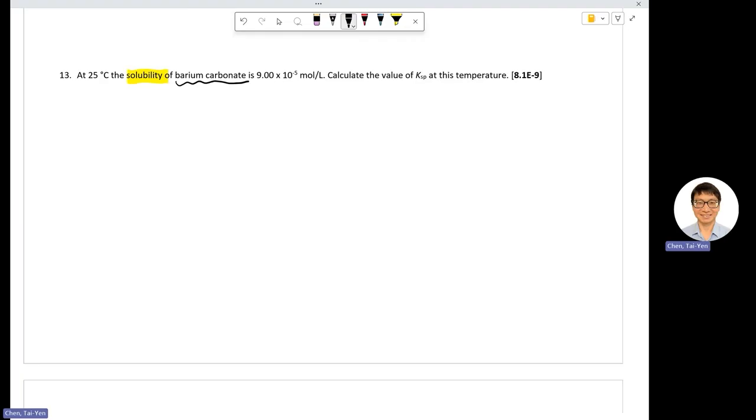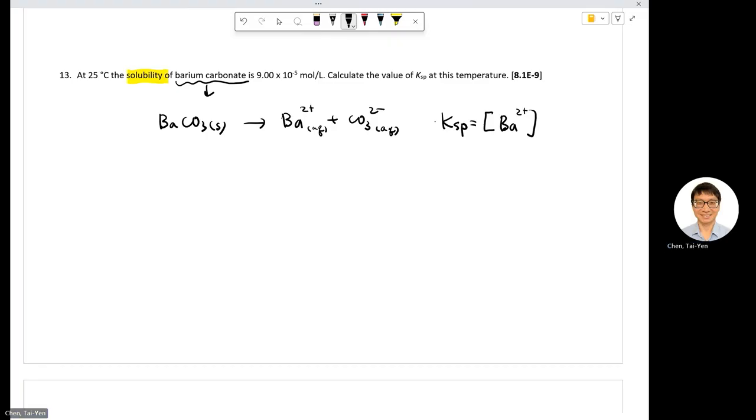Okay, so that you know this one is BaCO3. Okay, and then it will dissociate. Once it dissociates, it becomes Ba2+ and CO3 2-. Okay, and this will be in the aqueous solution. Okay, and then you should know that the Ksp equation will equal the Ba2+ times your CO3 2-.